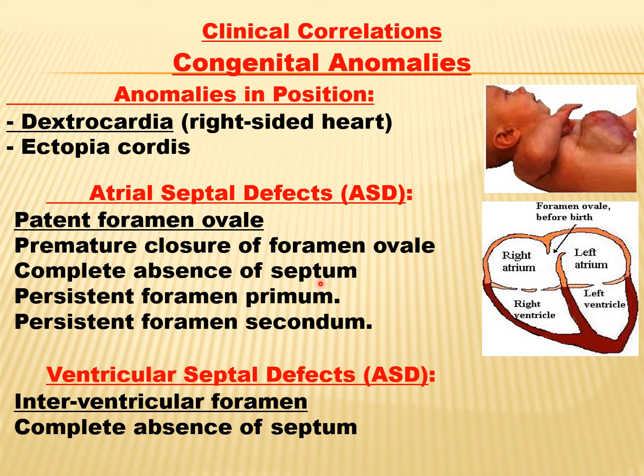Complete absence of the septum. This is a rare condition caused by failure of development of both septum primum and septum secundum. So the heart is called monoatrial biventricular, formed from three chambers. This is a rare condition and incompatible with life.